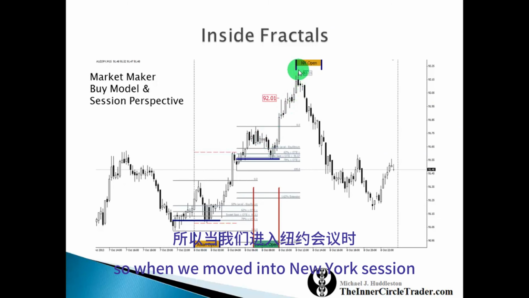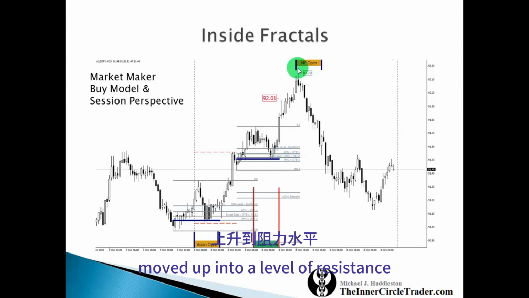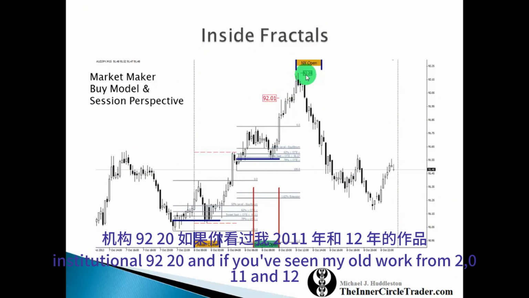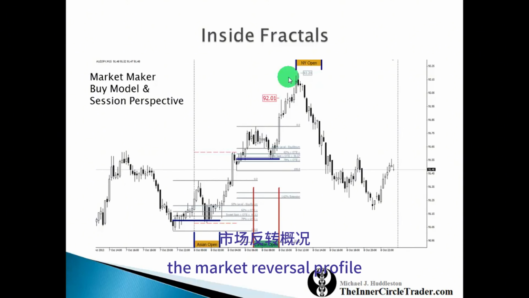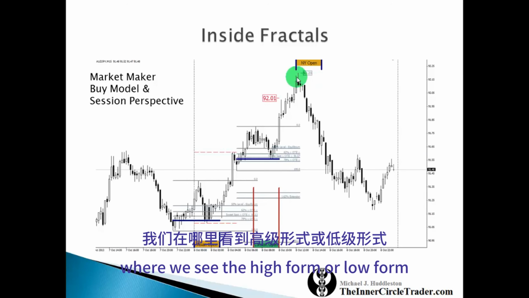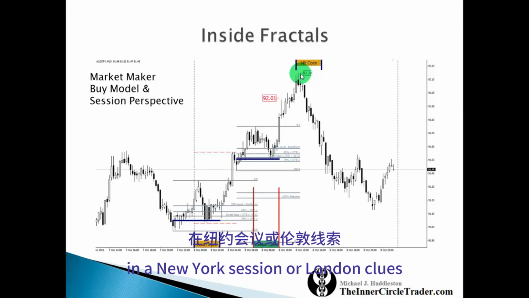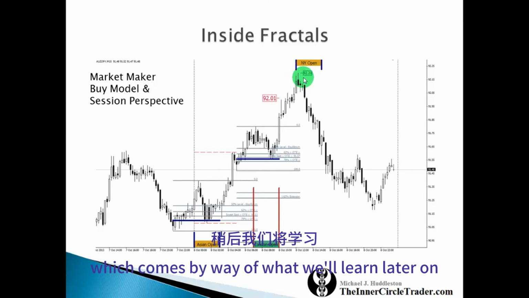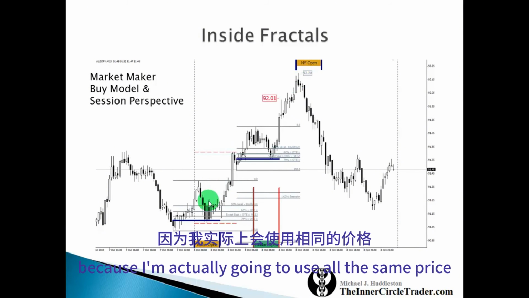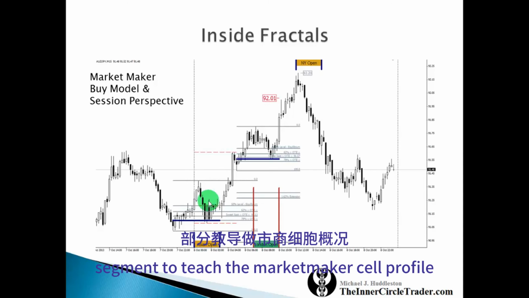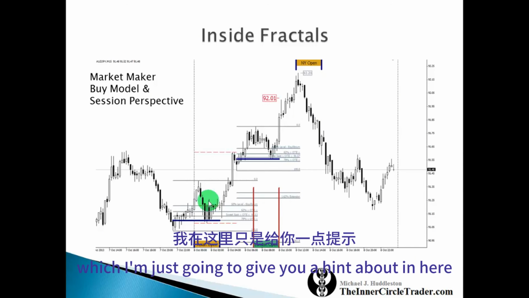So when we moved into the New York session, price moved up into a level of resistance, institutional 92.20. And if you've seen my old work from 2011 and 12, the market reversal profile where we see the high form or the low form in the New York session or London close. That's what we've seen here, which comes by way of what we'll learn later on, because I'm actually going to use all of this same price segment to teach the market maker sell profile, which I'm just going to give you a hint about in here.